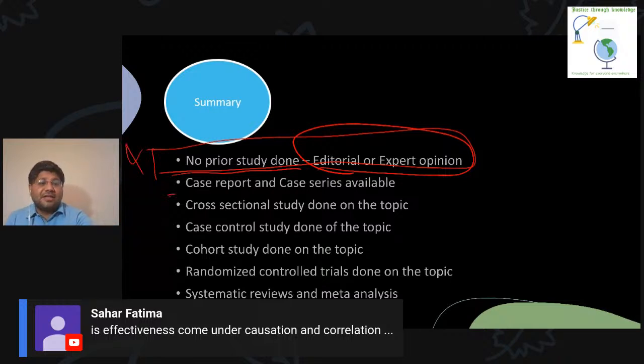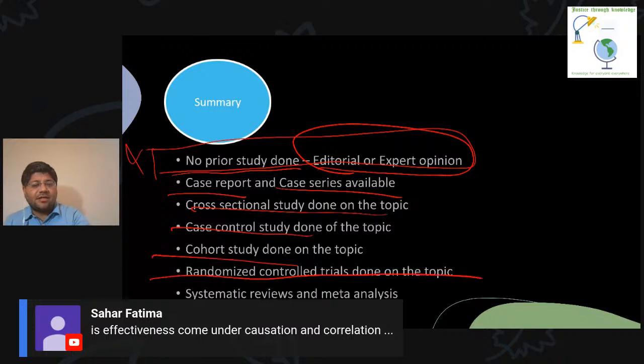Then there is case report and case series, which you talked about briefly. We're going to talk about them in the subsequent session. Then you have cross-section study, case control study, cohort study, randomized control trial, and then systematic review and meta-analysis. Typically, you go in this sequence, at least theoretically. Practically, things may be quite different.